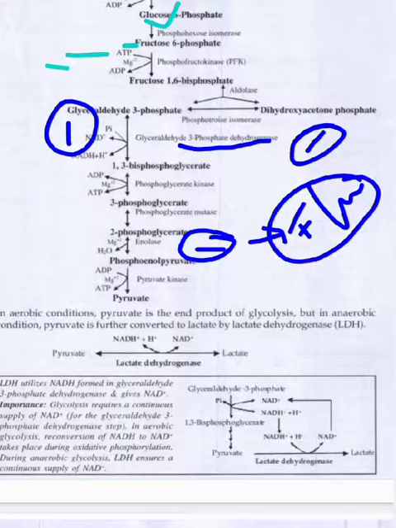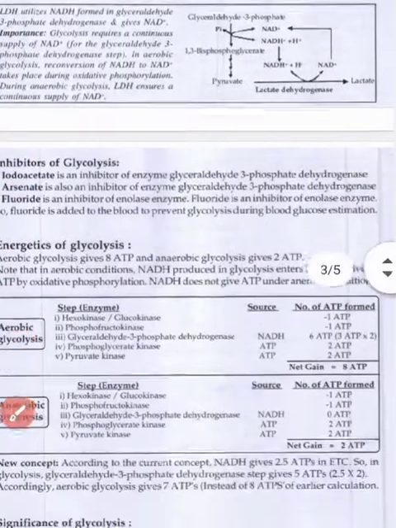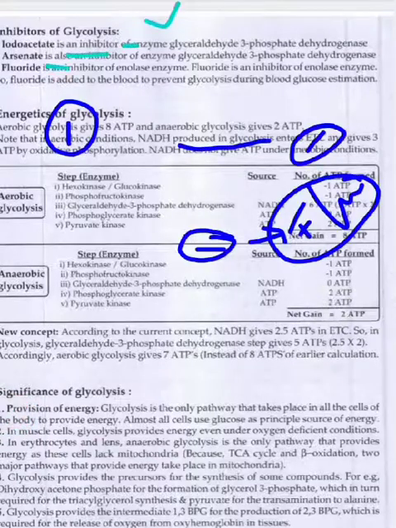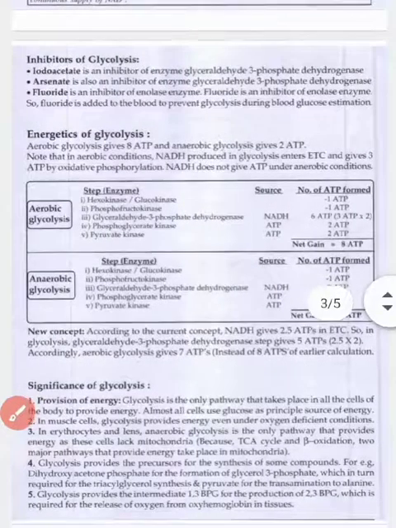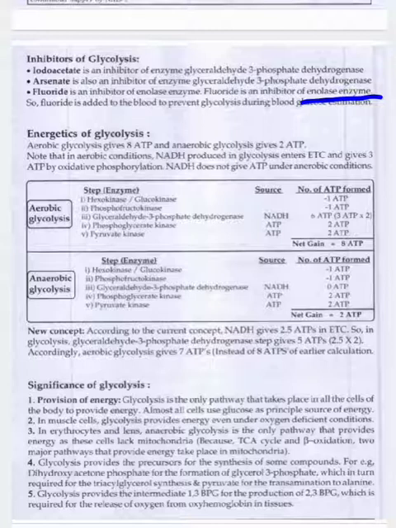This fluoride is used for glucose estimation, because if we test the glucose in blood level, it is present for certain minutes only. Glucose is then converted to pyruvate, so we want to prevent the formation of pyruvate. So we add fluoride here. Okay, then we will see the energetics of glycolysis in aerobic condition and anaerobic condition.